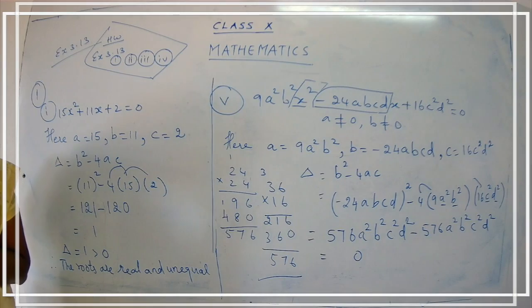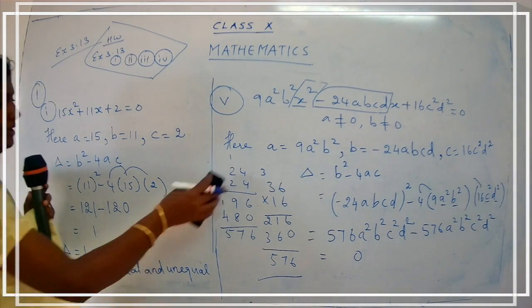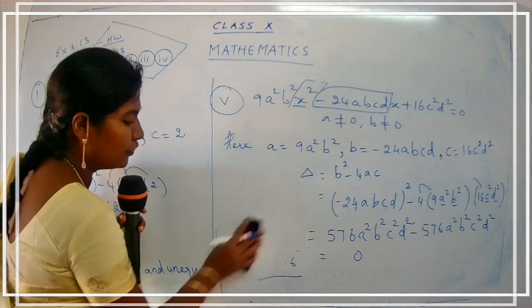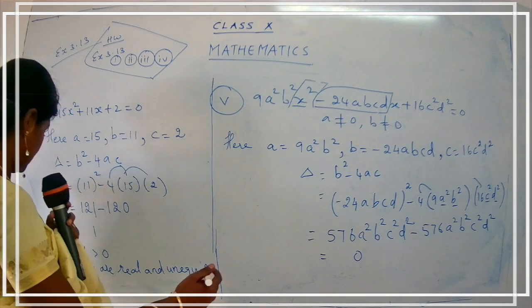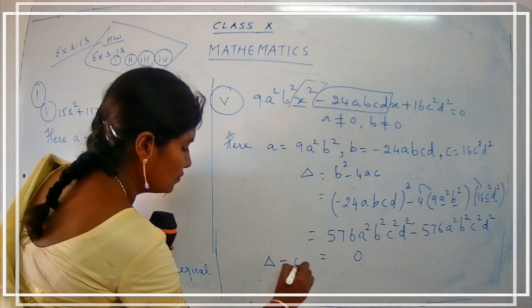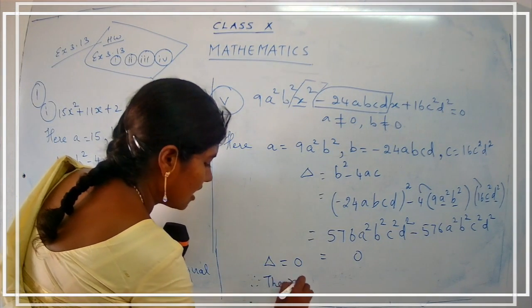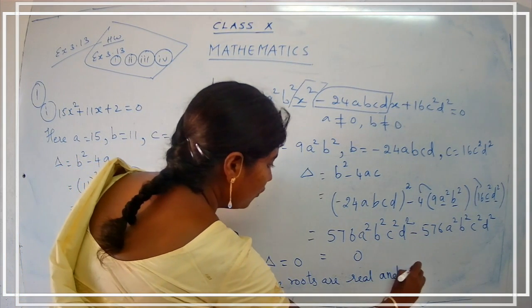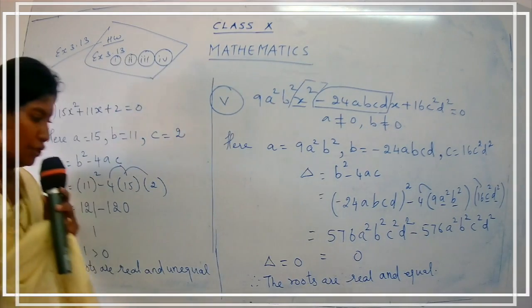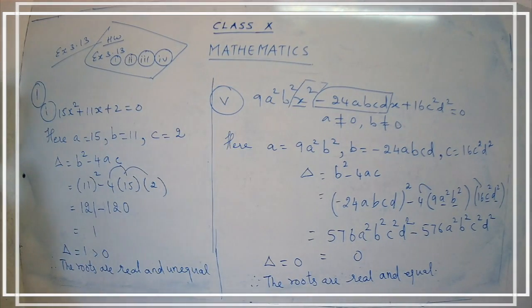Yes, we have a condition, children. When we have delta is equal to 0, what about the nature of the roots? Yes, what was it? Real and equal. So you say, since delta is equal to 0, therefore the roots are real and equal. I hope you are clear with this. The roots are real and equal. So we have completed the first subpart of the exercise, the first question.